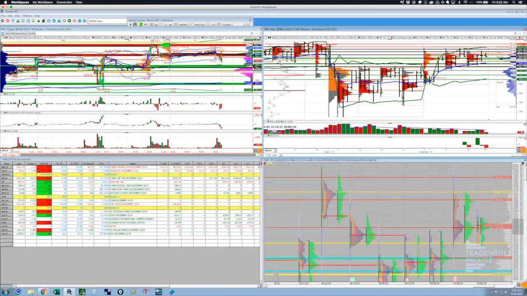So that's a way that we think about it. Mark, sorry, question. Do you ever look at the ES for relative strength with the NQ? We do. We look at all of the indexes.